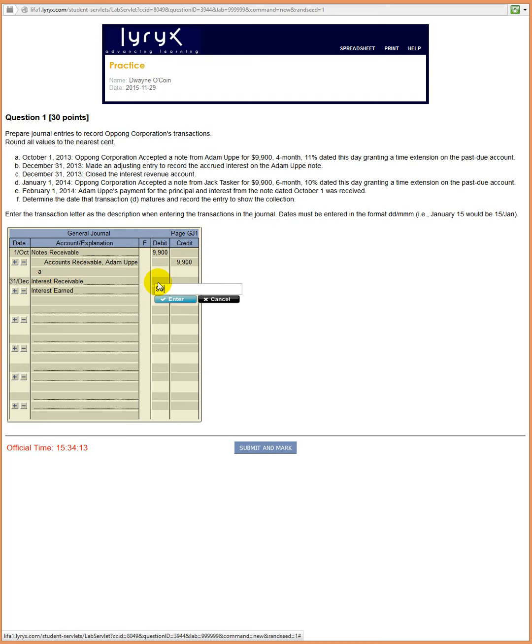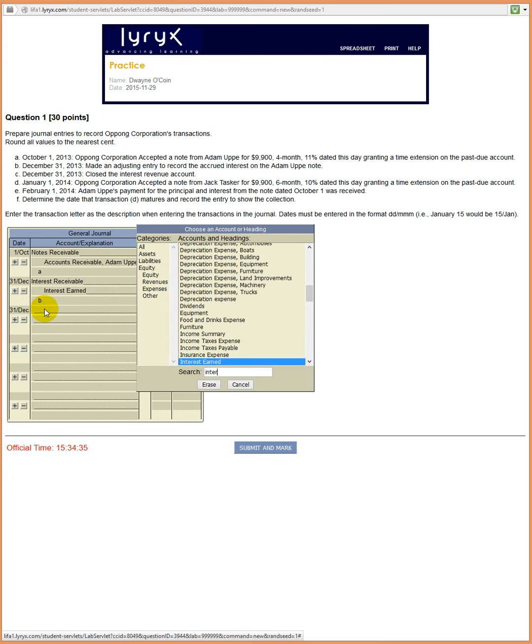It's going to be 9,900 times 11% because this is an 11% note, for 3 months because it's October, November, and December out of 12. And that's transaction B. Then also on the 31st of December, we closed the account.